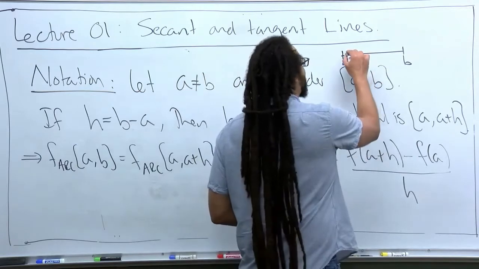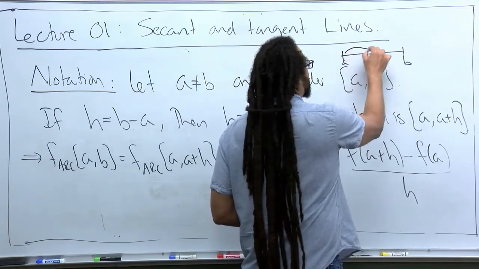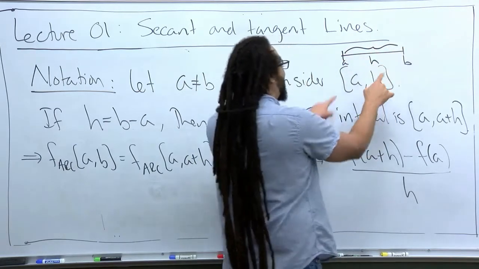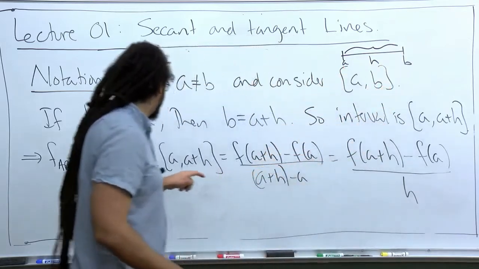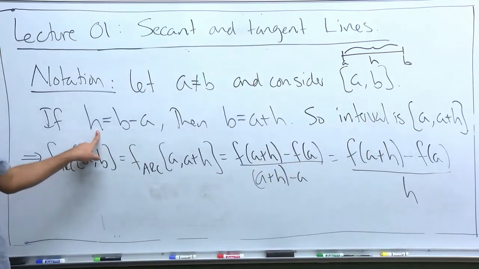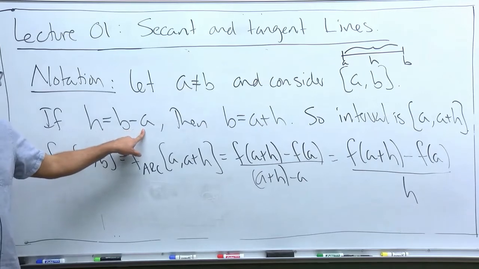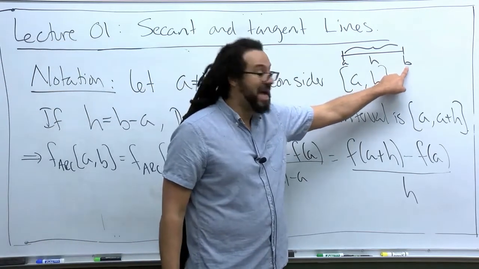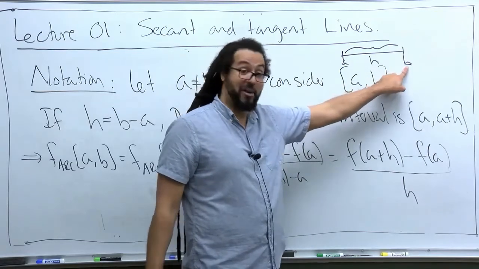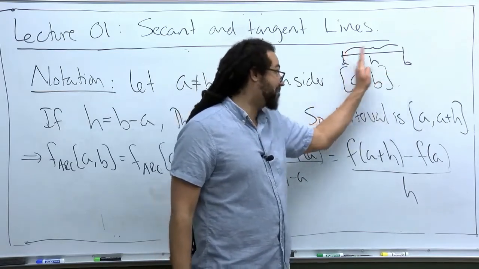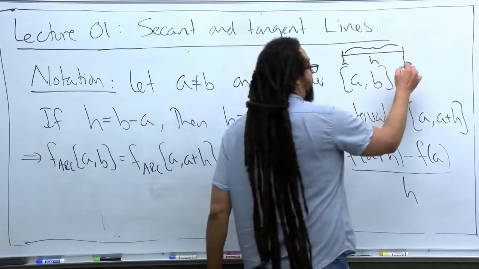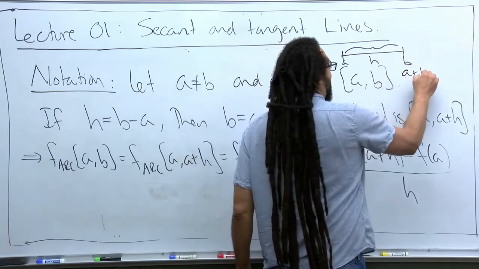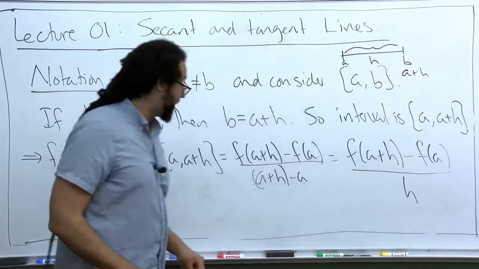So what I can do is let h be the distance from a to b. So we'll say that h is just b minus a. Instead of writing b here, I can just write a plus h. What is b? It's start at a and move out a distance of h. So here I can write a plus h instead of b.